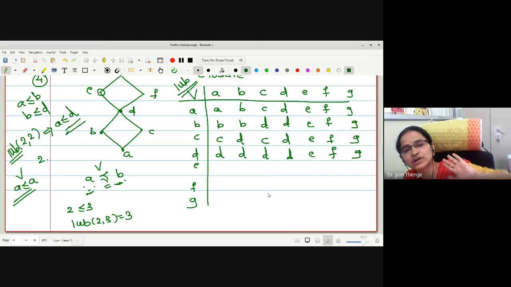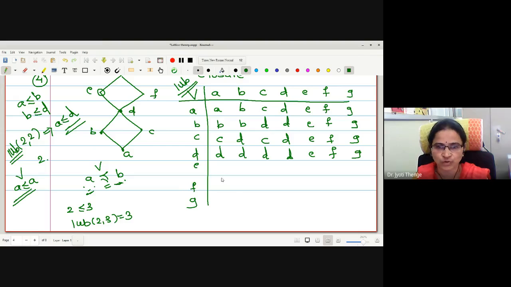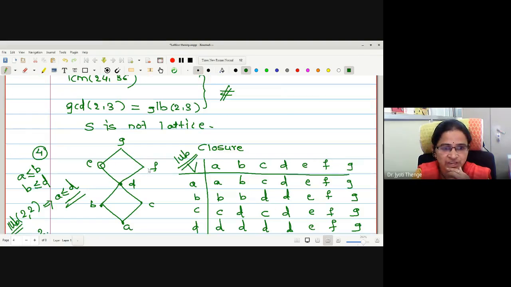Least upper bound you have to understand by the Hasse diagram. If the Hasse diagram concept was very clear, then only you can understand this. Otherwise, it's not difficult. Okay, what for E and A? E. E and B? E. What for E and F?